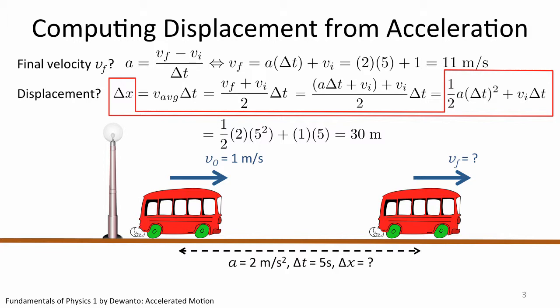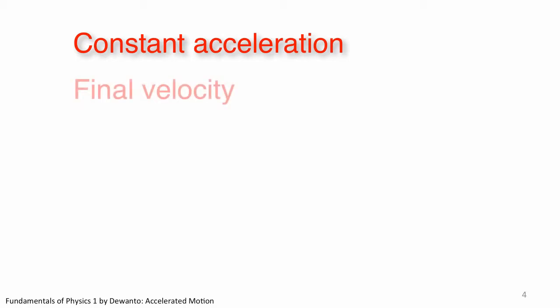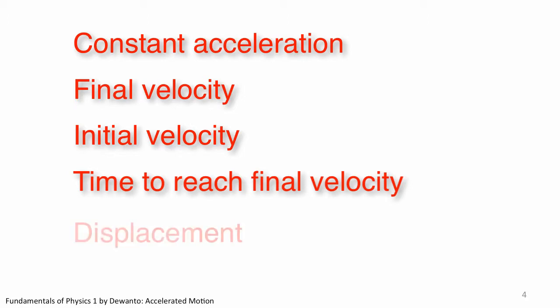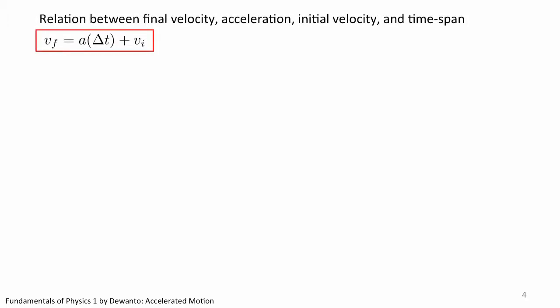Okay, so let's recap what we have discussed so far. What are the relevant quantities in the accelerated motion model? Acceleration, which is assumed to be constant, final velocity, initial velocity, time span to reach the intended final velocity from initial velocity, and how far the object has been displaced during this time span. In essence, the knowledge of any three of these five quantities can be used to deduce the rest. A couple of equations are readily available, such as the equation from the definition of acceleration itself. Then just now we derived the equation that computes displacement given the acceleration, initial velocity, and time span.